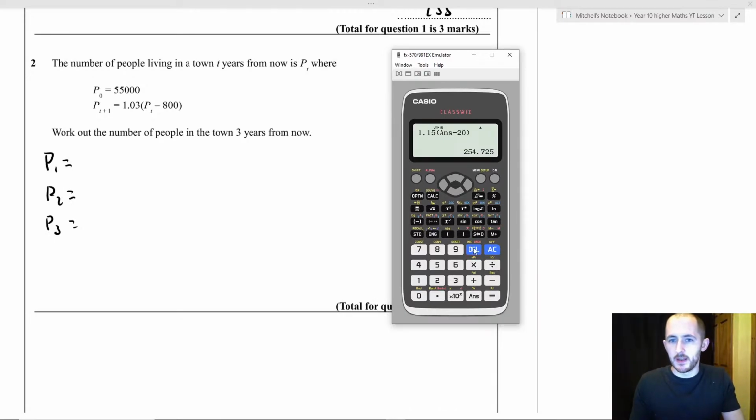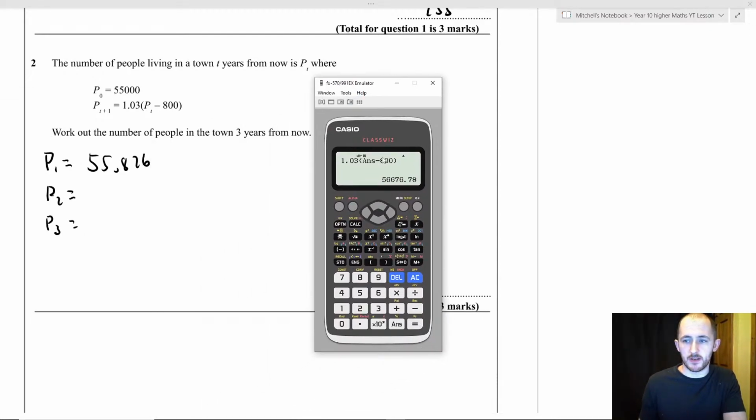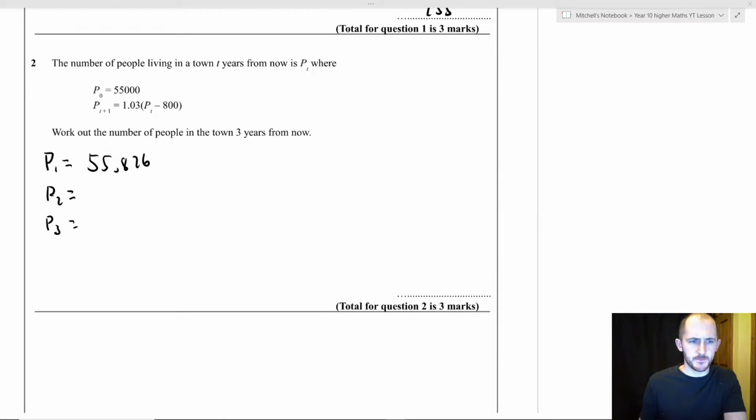So we have the initial thing is 55,000. Right, so that's now my answer. Then I just type in the equation as I see it. Except instead of the variable, I'm going to put the ANS button, minus 800. And now, if I just press equals, I get that. And then all I need to do is write them down. And those are my method marks. Just in case something does go wrong, which it shouldn't, but better be safe than sorry.